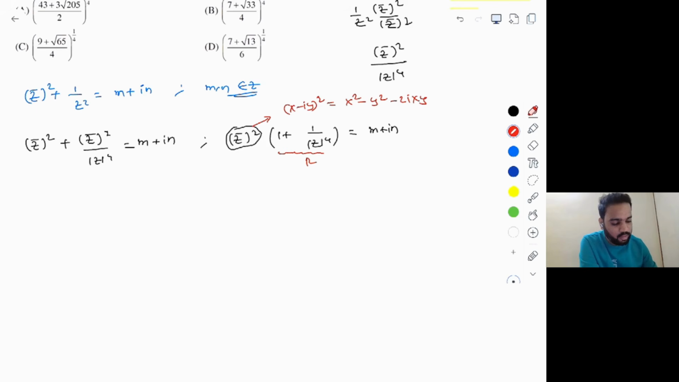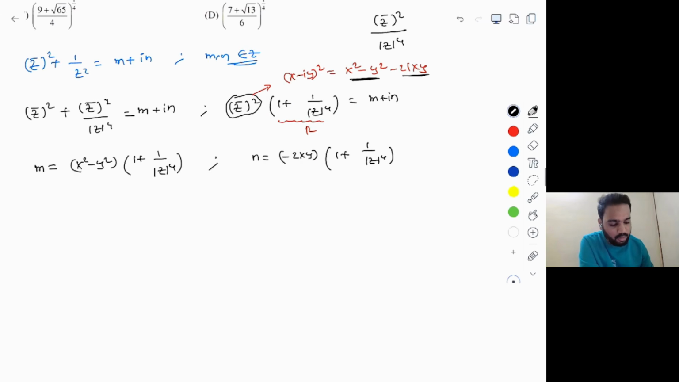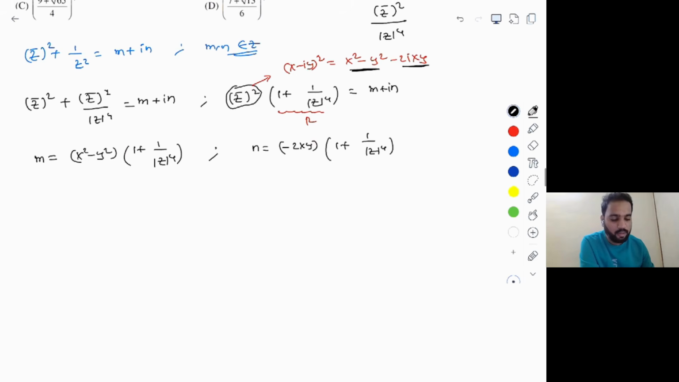So if I try to equate the real parts on both sides of the equation, I get one equation: m is equal to the left hand side, the real part, which is x square minus y square, and you are multiplying that with 1 plus 1 divided by mod z whole to the power of 4. Similarly, if we equate the imaginary parts on both sides, the right hand side is obviously n, and on the left hand side, the imaginary part is minus 2xy, and that you are multiplying with 1 plus 1 divided by mod z whole power 4. Now you have both values of m comma n here.